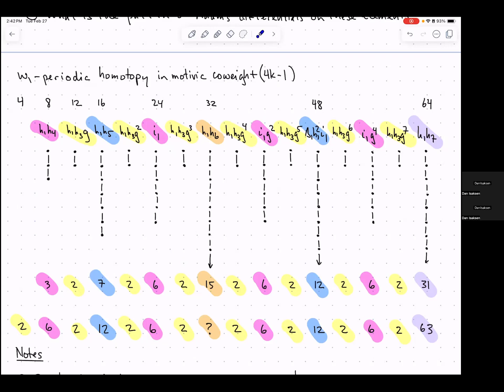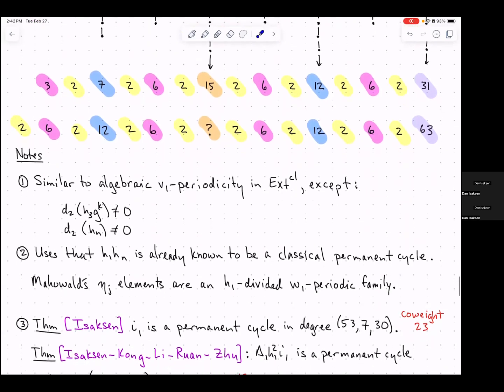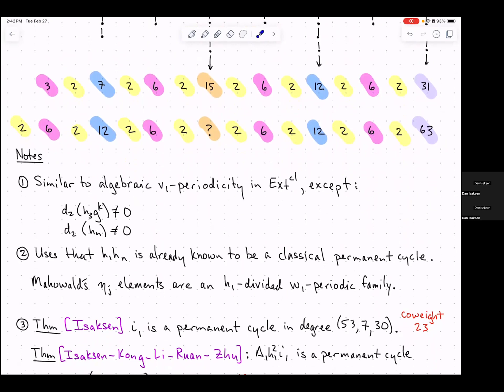This is the same as the algebraic periodicity that we just studied. It turns out that this element I1, where is it? There it is. This element I1 is a permanent cycle. It's in the 53 step, and I know that because we've analyzed the whole spectral sequence that far. We can just see by brute force that it is. So these numbers are very similar to the algebraic V1 periodicity, except that because of this differential, these 2's are there instead of 3's.